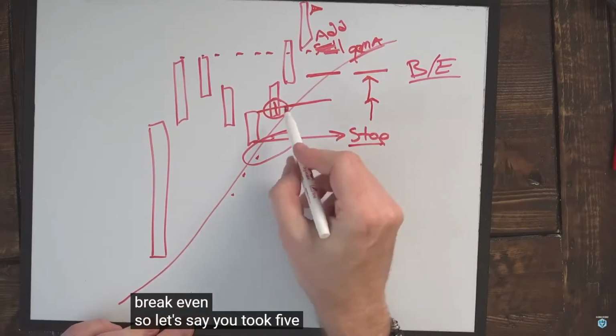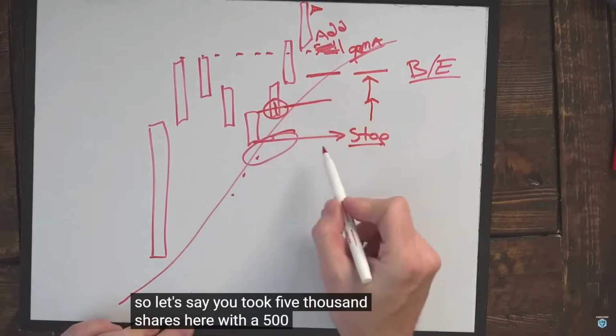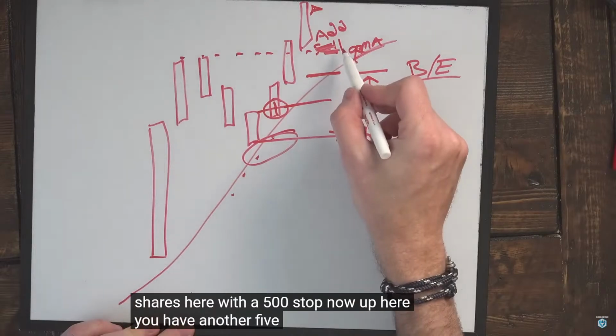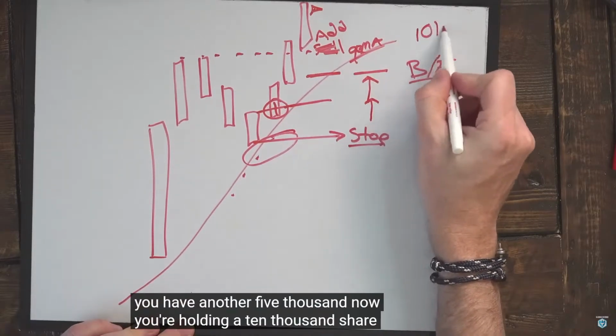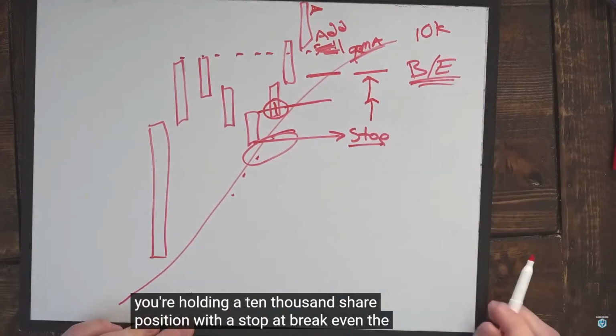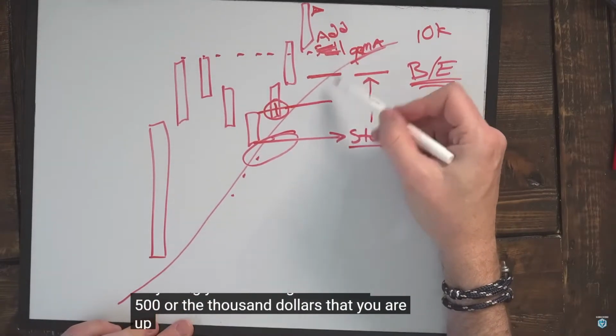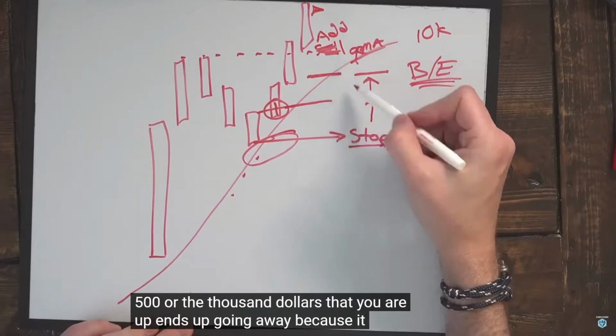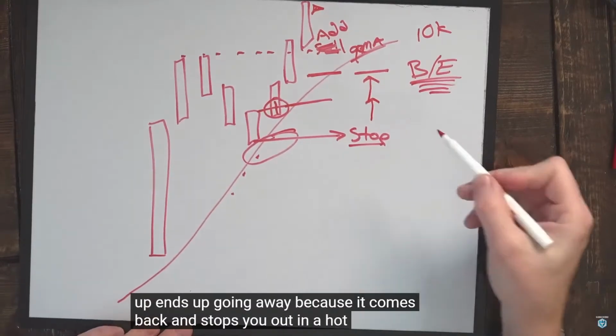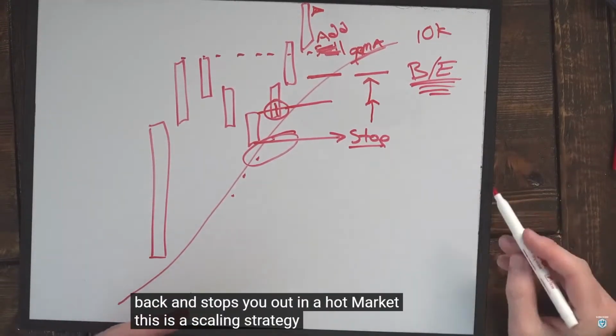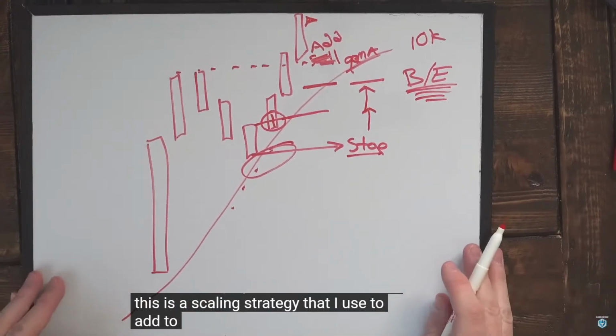So let's say you took 5,000 shares here with a $500 stop. Now up here you add another 5,000. Now you're holding a 10,000 share position with a stop at break even. The only thing you're risking is that the $500 or the $1,000 that you were up ends up going away because it comes back and stops you out. In a hot market, this is a scaling strategy that I use to add to winners.